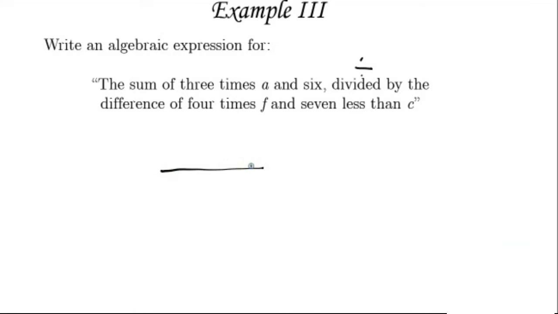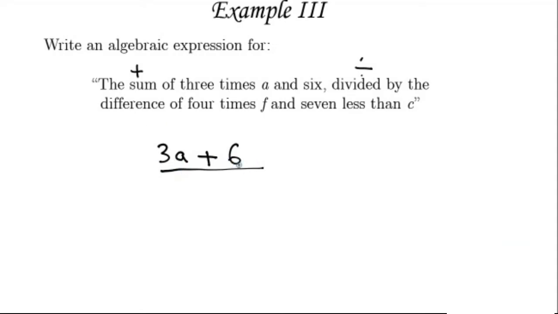So I'm going to go ahead and write a fraction bar. And in the numerator, I'm going to have the sum of 3 times a and 6. Sum is telling me to add. So up here in the numerator, I'm going to be adding. And what I'm adding is 3 times a, multiplication, and 6. Okay, so I have the sum of 3a and 6.